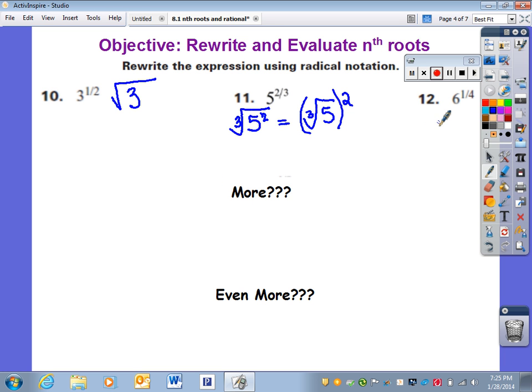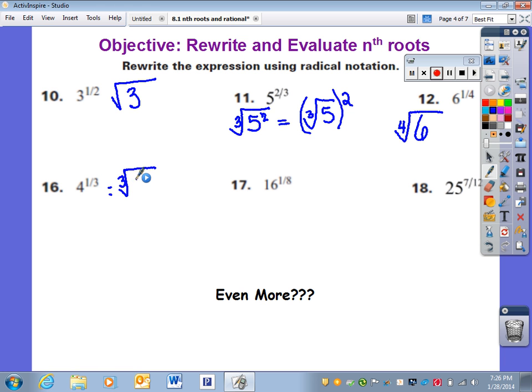In example number 12, we have 6 to the 1/4 power. Remember, the denominator of the fraction tells us the root, so this is going to be the fourth root. The base is 6, and it's to the first power, which we don't need to write. Let's take a look at another set of examples. So we have 4 to the 1/3 power. The root is the denominator of the fraction. This is going to be the third root of 4, which is our base, and that's to the first power, which we don't need to write.